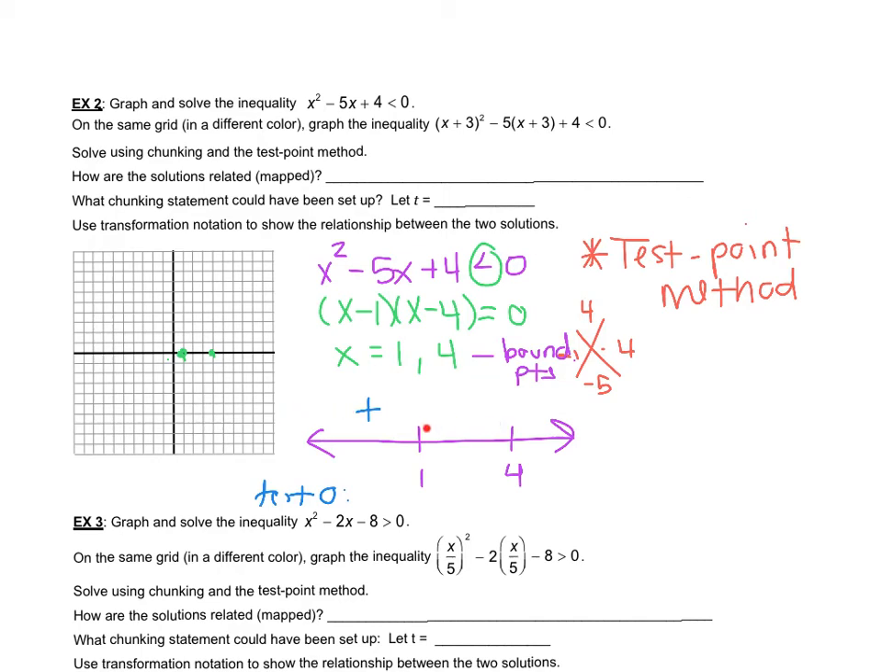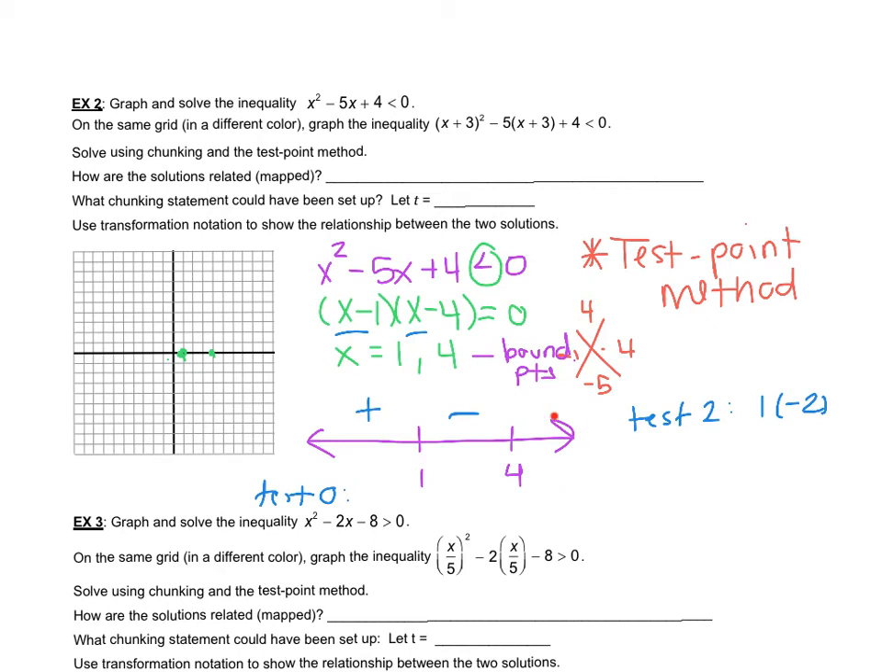What about between 1 and 4? Again, I would pick a new value, so test a value between 1 and 4. So let's say I tested 2. So I would write testing 2. I would plug 2 in right here. 2 minus 1 is 1. 2 minus 4 is negative 2, which is negative. So my results are always going to be negative on the interval from 1 to 4.